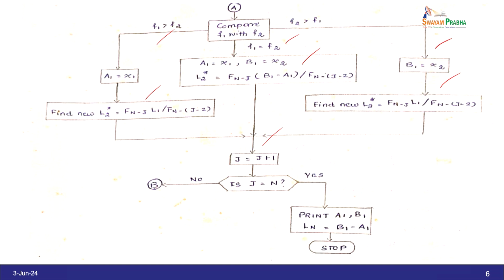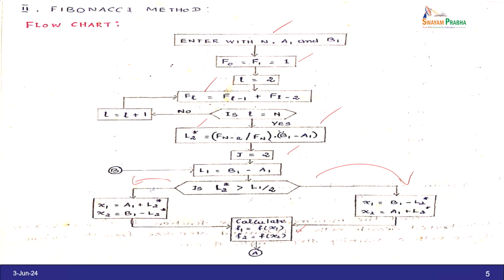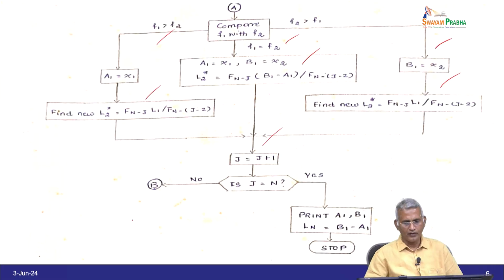Is j equal to n? Yes means print, and no means you go to the backtrack. You have to check L1 equal to B1 minus A1 and continue the process. If j is n, then print A1 and B1, with Ln equal to B1 minus A1, and then stop the iteration. So, this is called the Fibonacci search method.